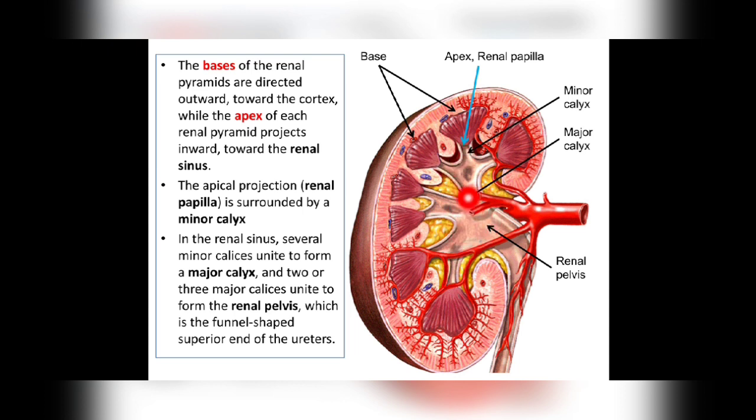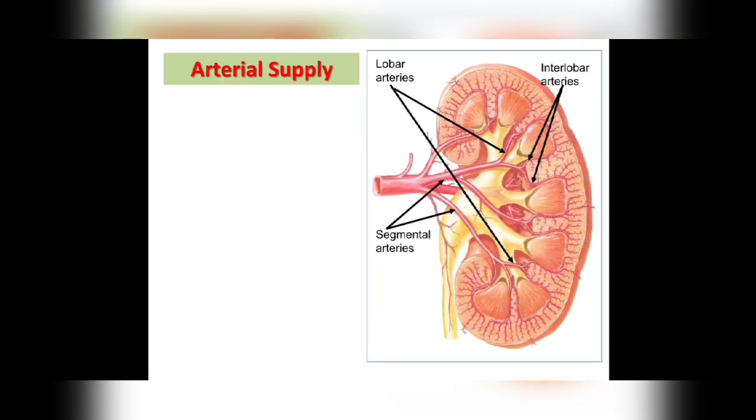In the renal sinus, several minor calyces unite to form major calyces, and 2 or 3 major calyces unite to form the renal pelvis, which is the funnel-shaped superior end of the ureter.